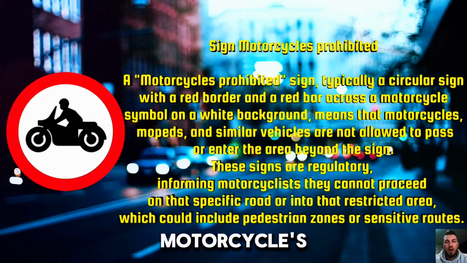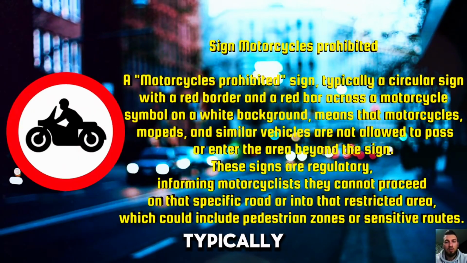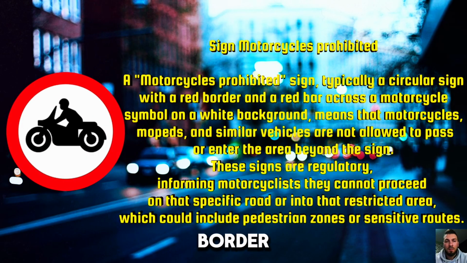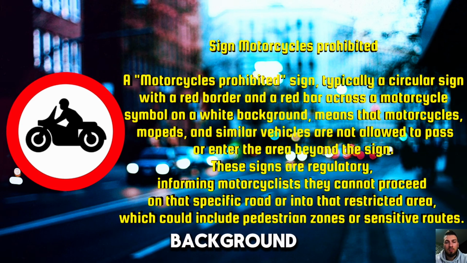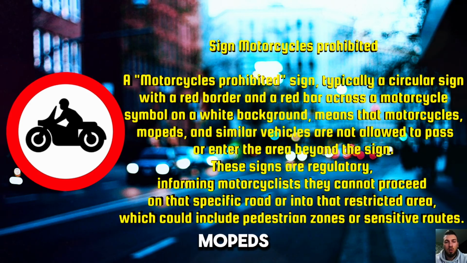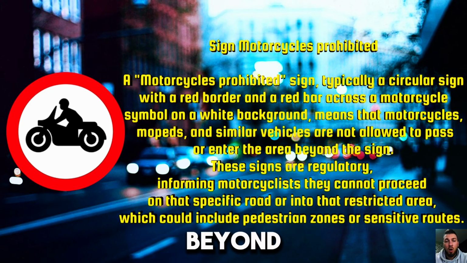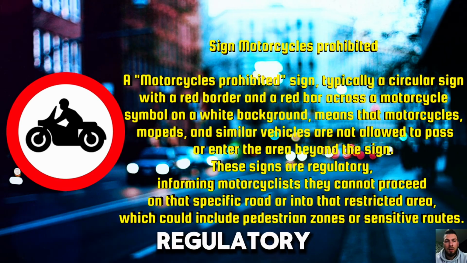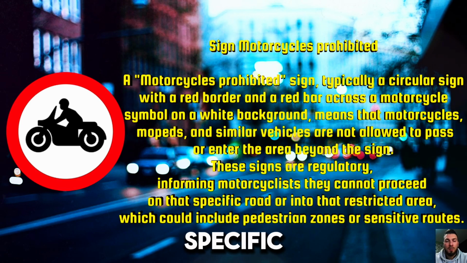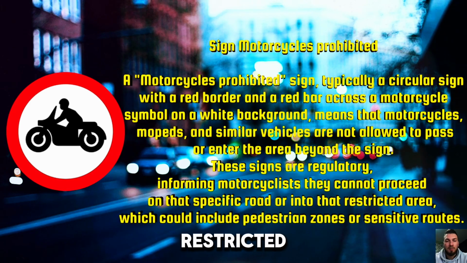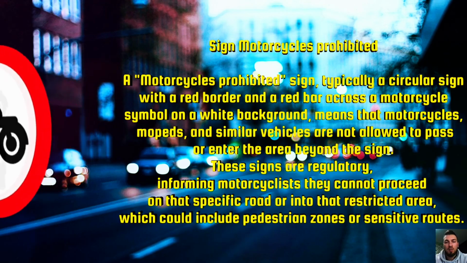Sign motorcycles prohibited. A motorcycles prohibited sign, typically a circular sign with a red border and a red bar across a motorcycle symbol on a white background, means that motorcycles, mopeds, and similar vehicles are not allowed to pass or enter the area beyond the sign. These signs are regulatory, informing motorcyclists they cannot proceed on that specific road or into that restricted area, which could include pedestrian zones or sensitive routes.